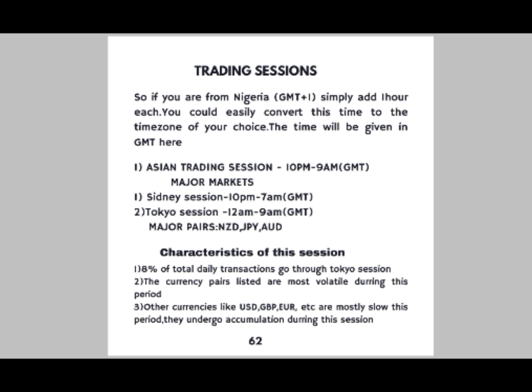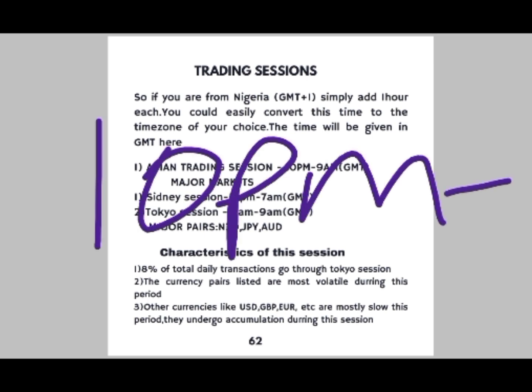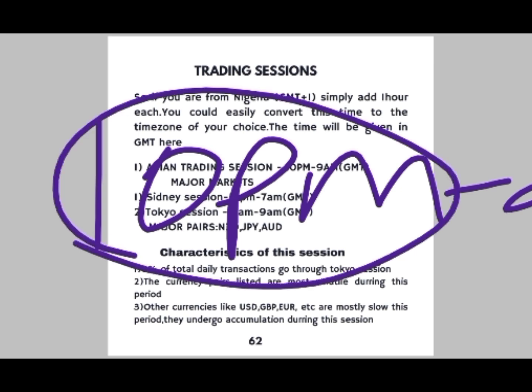So the Asian session opens from 10 p.m. in the evening to 9 a.m. in the morning.